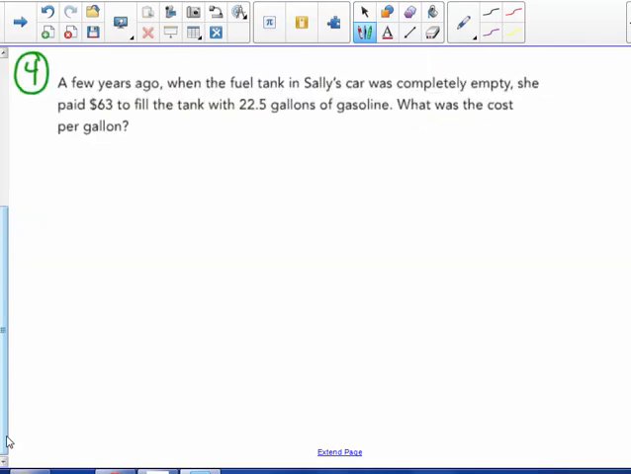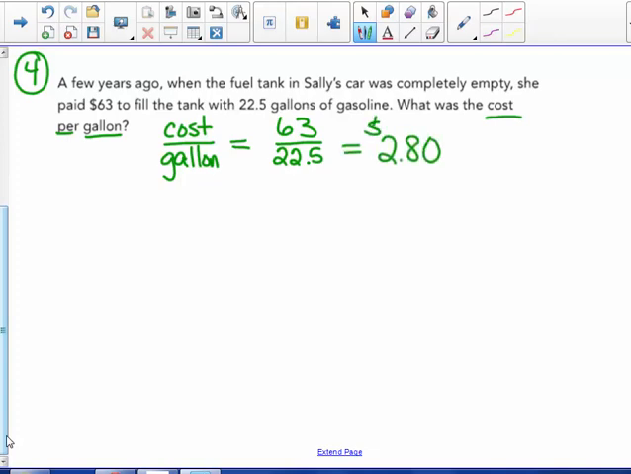So we have 22.5 gallons of gas for the $63. Cost goes on the top. Cost comes first. Cost per gallon. Per means divide in math. So I'm going to take my cost and divide it by my gallon, and I get my cost of $63 divided by that 22.5 gallons. Take out my handy-dandy calculator, and I get $2.80 per gallon.